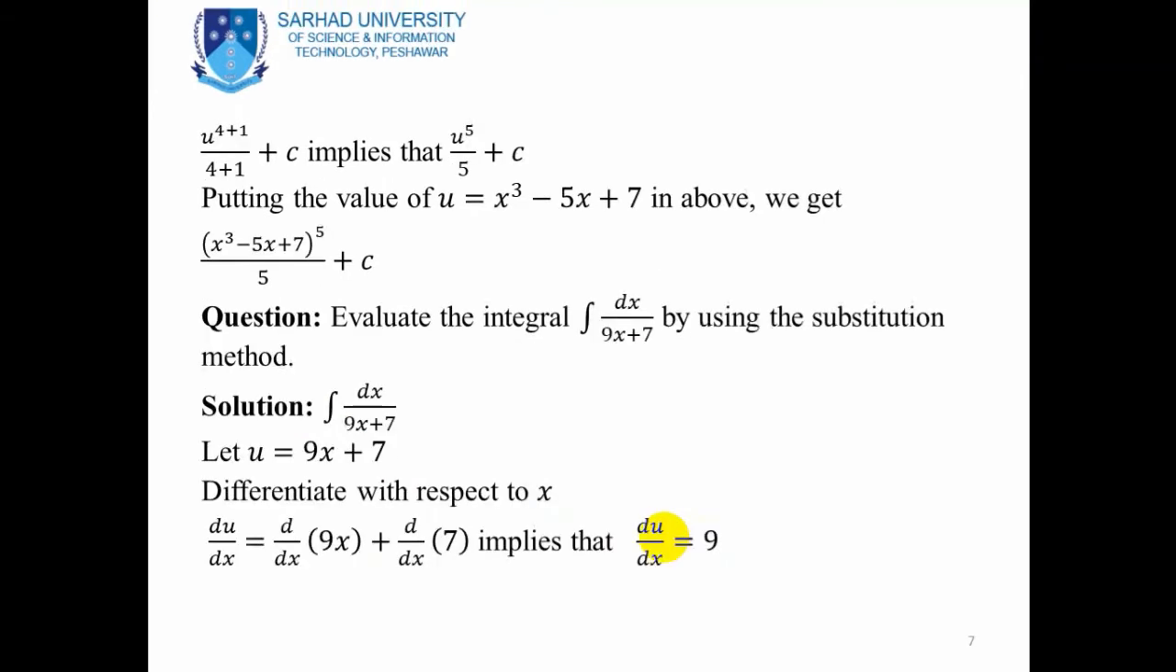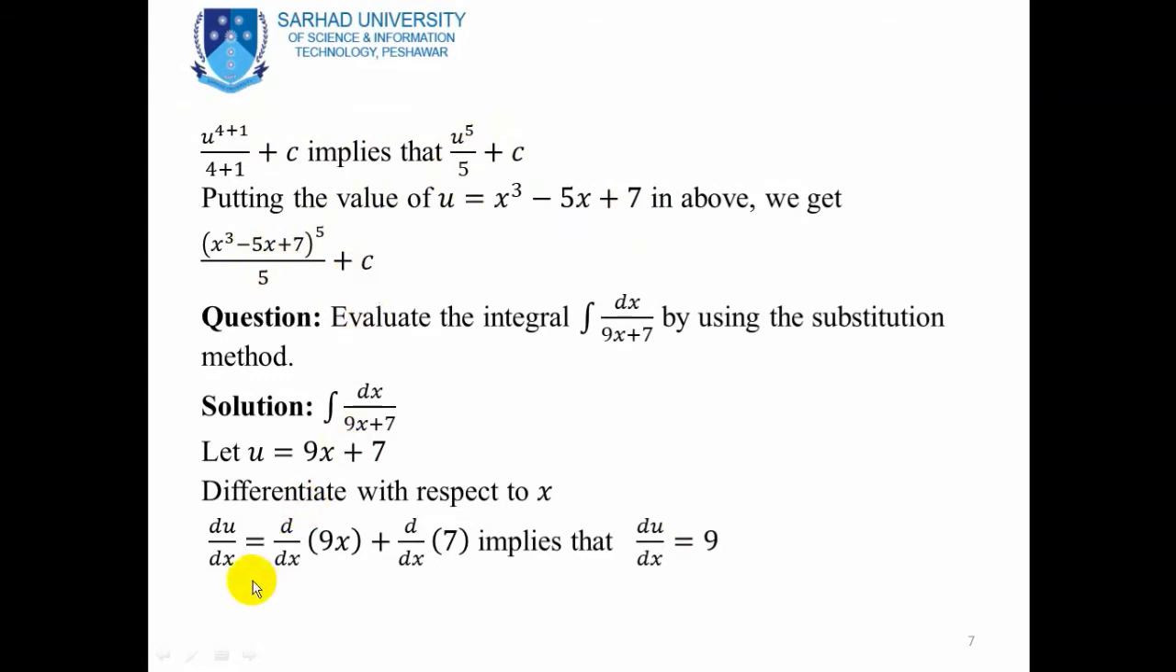Now dear students, the integration of u power 4, using the definition of integration, means adding 1 to the power and dividing by the new power, like you see over here. Now we obtain u power 5 divided by 5 plus c. Now replacing this u by x cube minus 5x plus 7, we obtain x cube minus 5x plus 7 whole power 5 divided by 5 plus c.